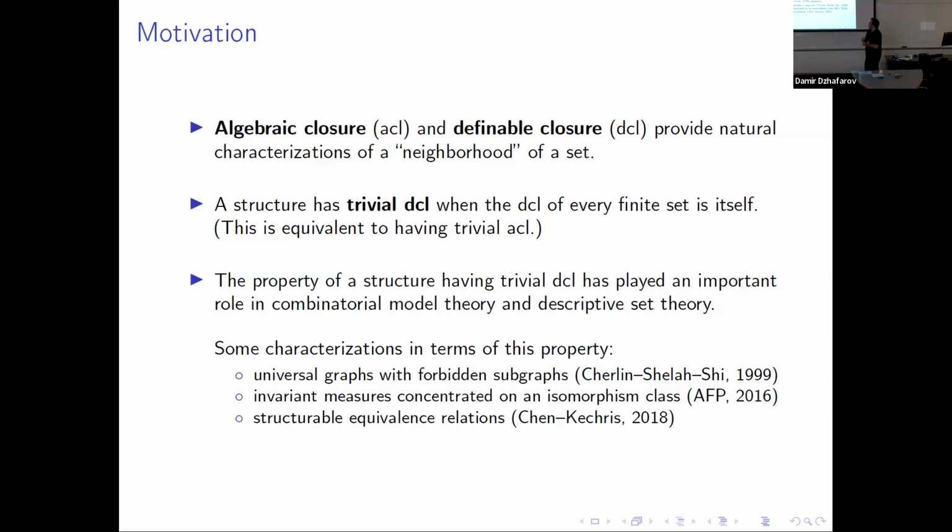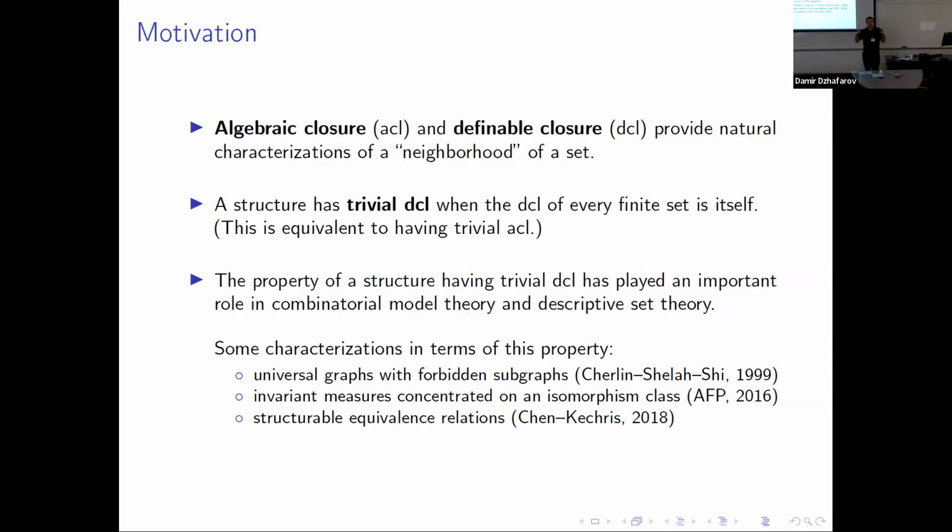So one important point is that if you have trivial algebraic closure, so if your neighborhood is trivial, just the set inside itself for algebraic closure, the neighborhood for the definable closure is also trivial. That's not a hard proof, but worth noting. But structures with this property, that your algebraic closure is trivial, come up a lot. Some of the places where they come up is when we're studying universal graphs between subgraphs. This notion of having trivial algebraic closure is really important.